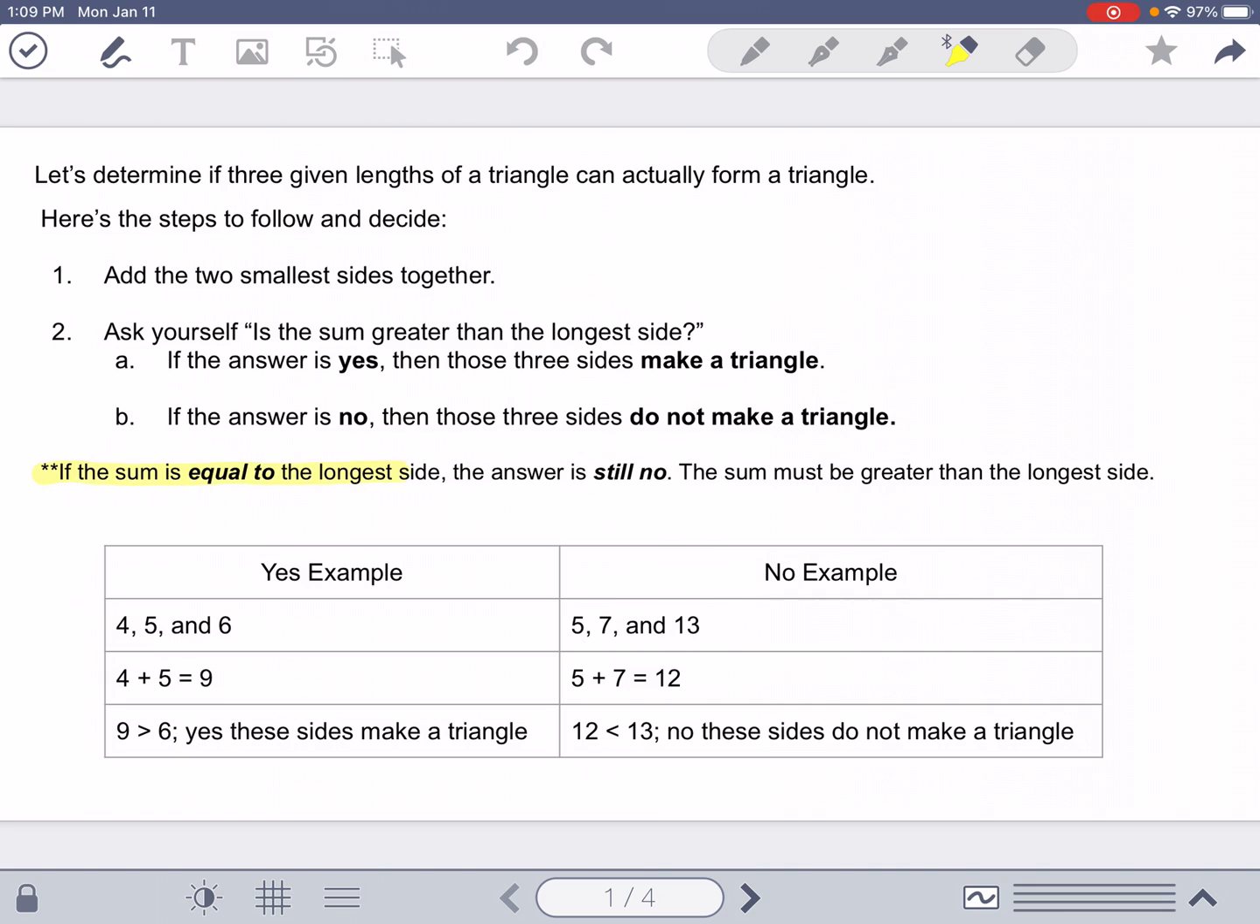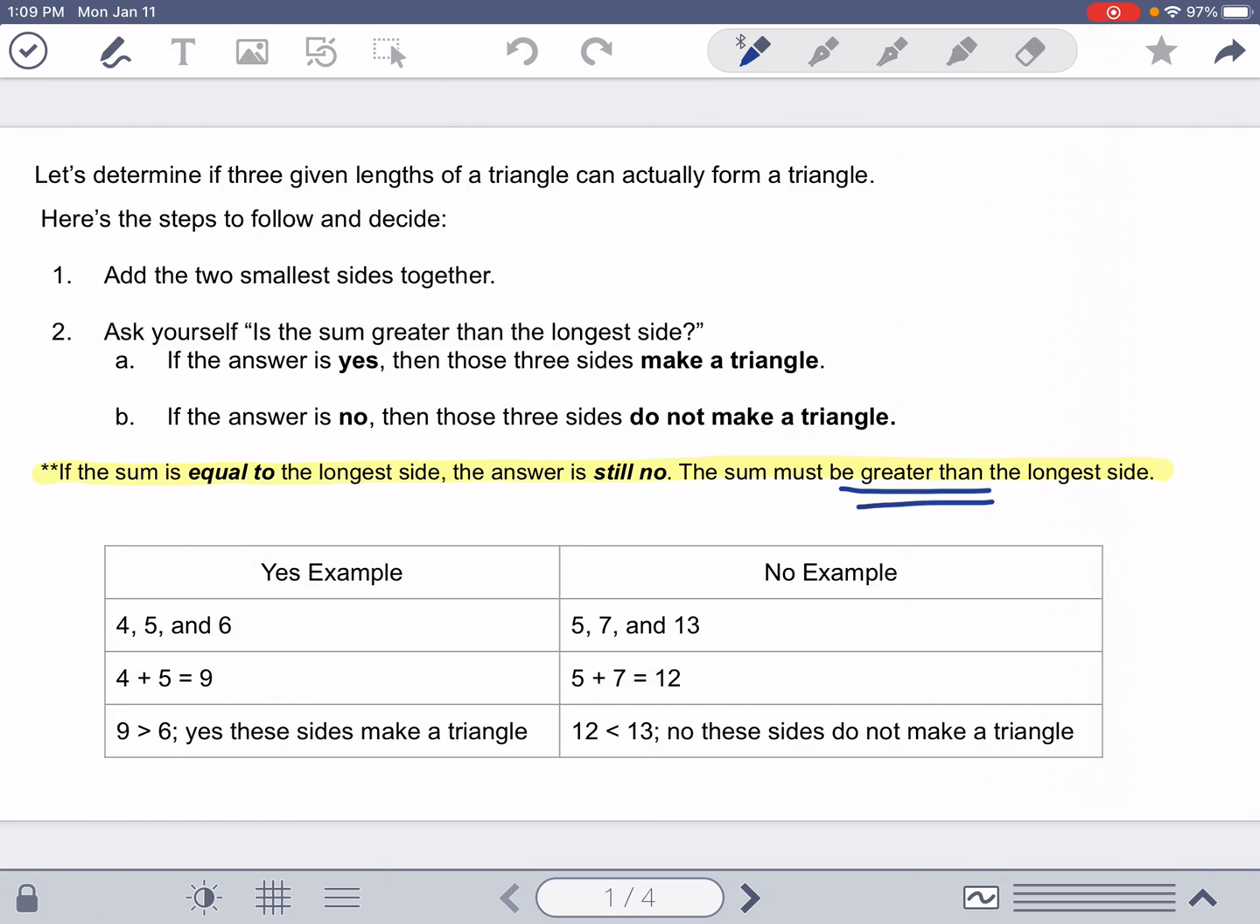Pay attention to this little note right here. If the sum is equal to the longest side, you still have to answer no. When you add the 2 smaller sides together, they must be greater than the longest side.